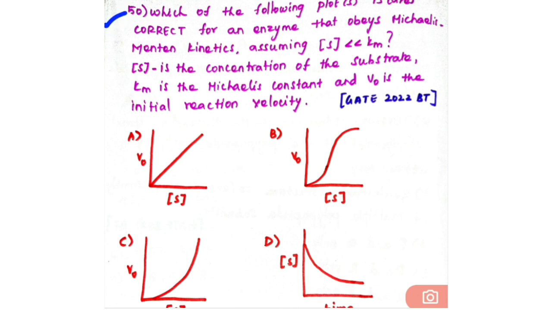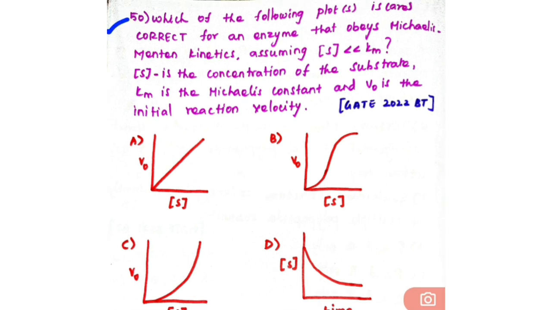Next question is, which of the following plots is correct for an enzyme that obeys Michaelis-Menten kinetics, assuming the substrate concentration is less than or equal to the Michaelis-Menten constant? Substrate concentration versus Michaelis-Menten constant. Here V0 is the initial reaction velocity. As the concentration of substrate increases linearly, there will be an increase in the initial reaction velocity.